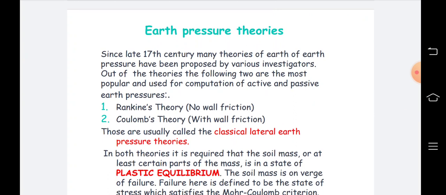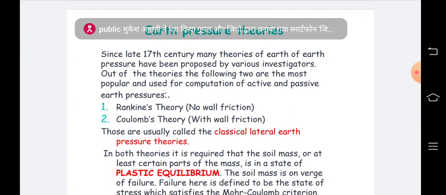Beyond that there are further theories by newer scientists, such as Culmann's theory, Rebhann's theory, and others. But these two theories, Rankine's theory and Coulomb's theory, are called the classical lateral earth pressure theories. In both theories, it is required that the soil mass, or at least a certain part of the soil mass, is in a state of plastic equilibrium. We had already discussed what plastic equilibrium and elastic equilibrium are.